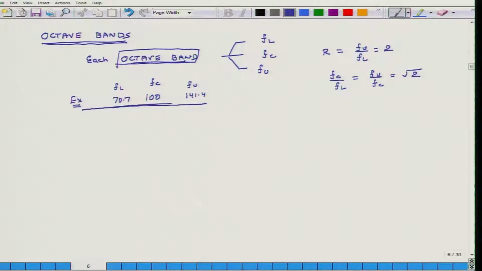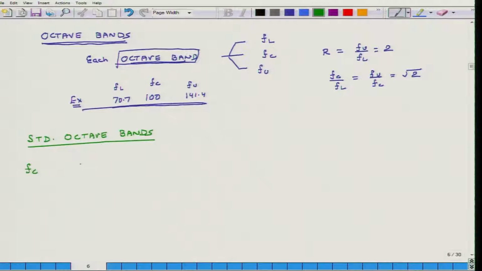So, with this understanding, what I will do is write some industry standard octave bands. What I am going to write is only their central frequencies, because the moment I tell what their central frequency is, I have already defined the upper and lower frequency limit.